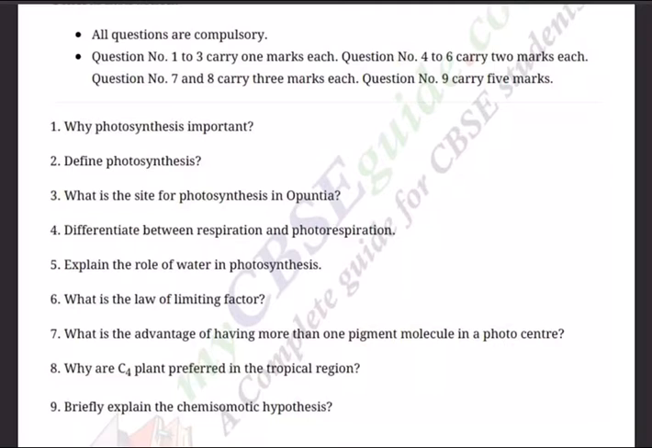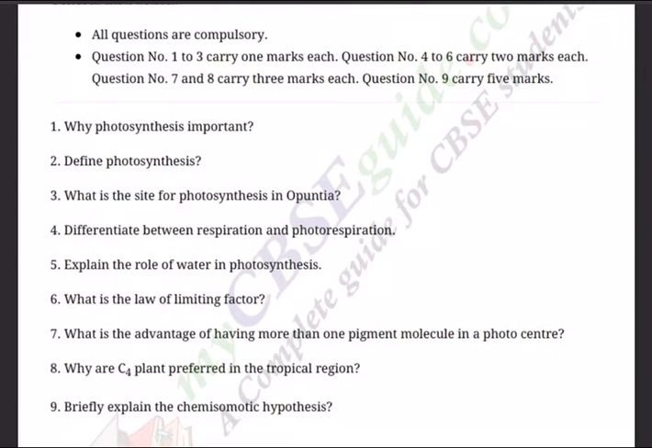Question 1. Why is photosynthesis important? Question 2. Define photosynthesis. 3. What is the site for photosynthesis in Opuntia? 4. Differentiate between respiration and photorespiration. 5. Explain the role of water in photosynthesis. 6. What is the law of limiting factor?